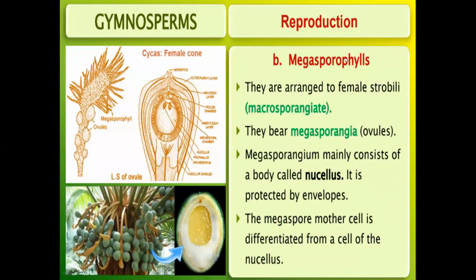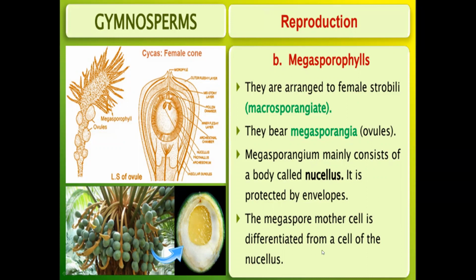Similarly, there will be megasporophyll. This is the megasporophyll. They bear megasporangia, which is called the ovule. Megasporangia mainly consists of nucellus. This is the nucellus, this layer.